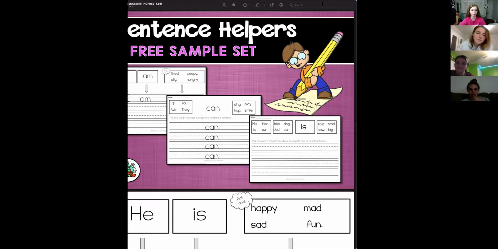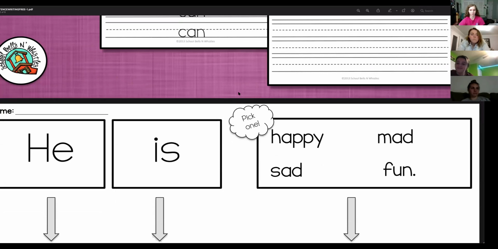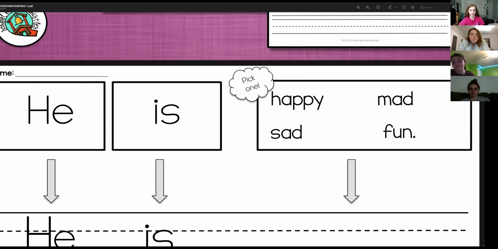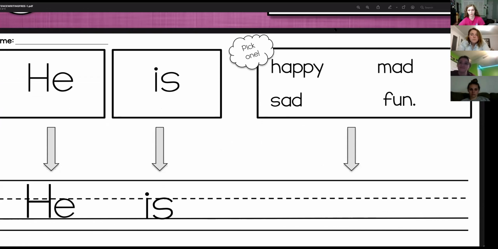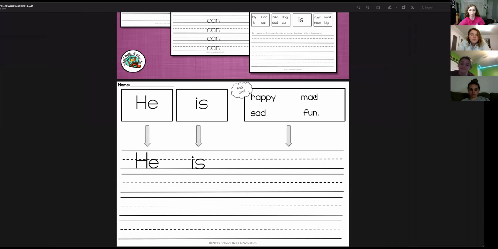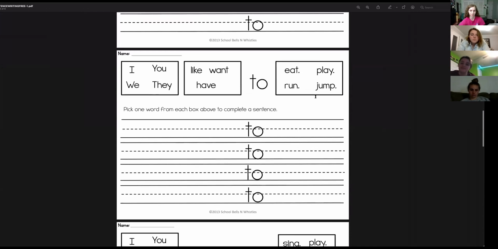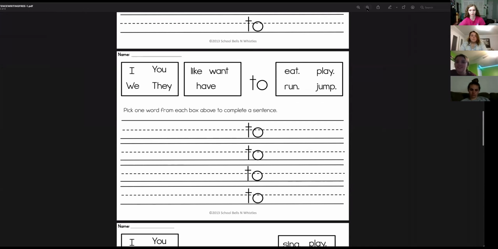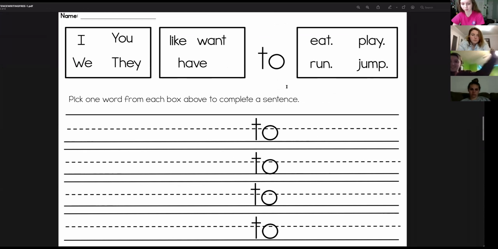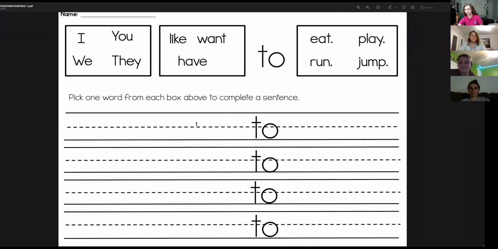So, I'll zoom out so we can see. So we're gonna do this part of the worksheet. So I'll do the first sentence and then you guys are gonna use your own worksheets and do the last three. So I could write, so I can pull from this box right here. Do you see my mouse?